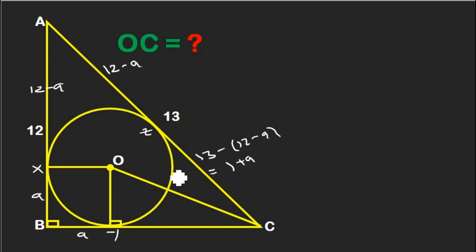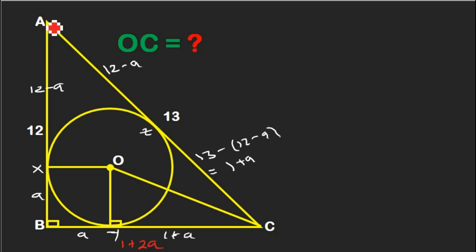So the tangent from Z to C intersects with the tangent from this point Y to C. If ZC is 1 plus a, then CY will also be 1 plus a. Now what do we have here? We now have the length BC as a plus 1 plus a, so a plus 1 plus a will be 1 plus 2a.